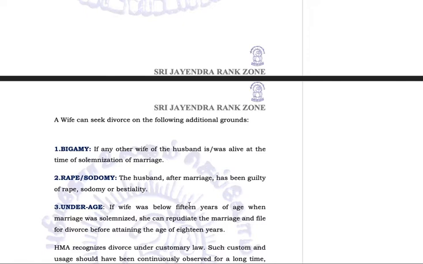Underage. If the wife was below 15 years of age when marriage was solemnized, she can repudiate the marriage and file for divorce before attaining the age of 18 years. Okay, if the wife was below 15 and she was married, she can take divorce. Even if she is more than 15 but below 18, then also she can take divorce.